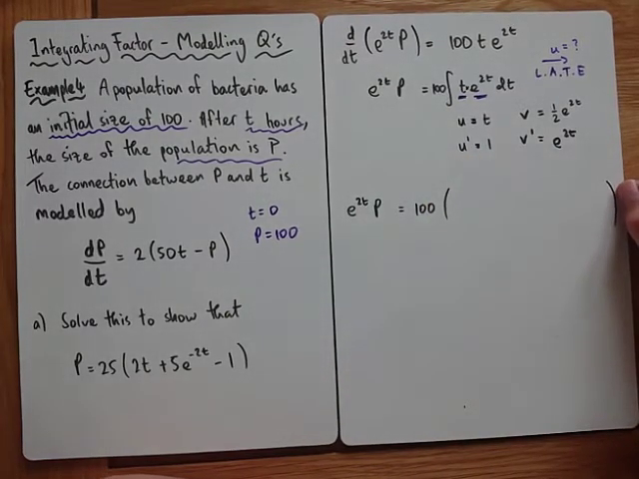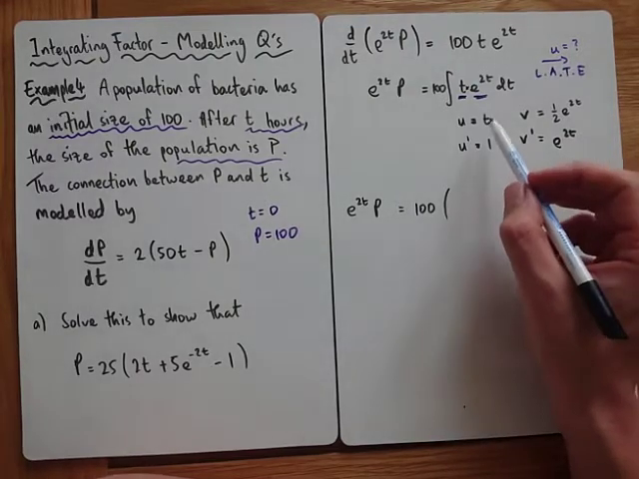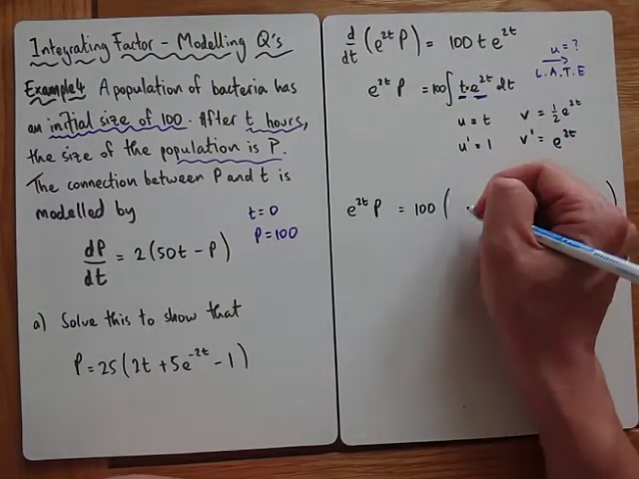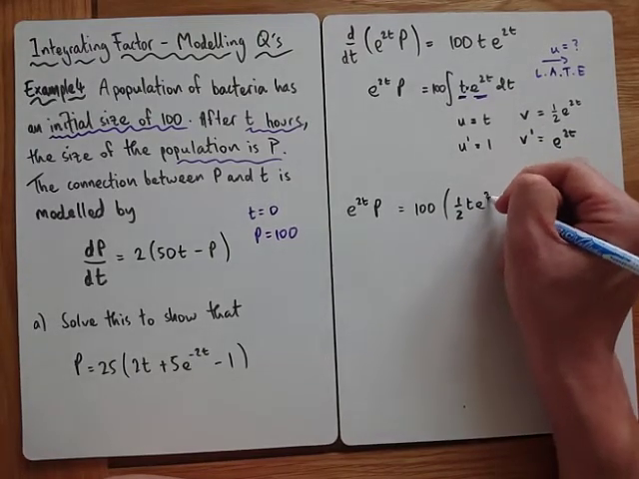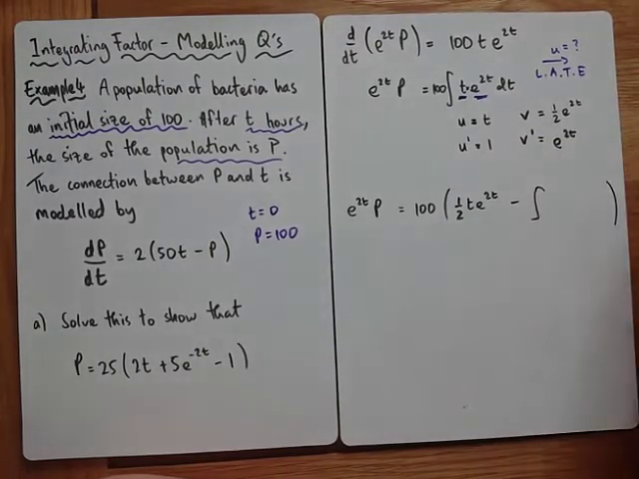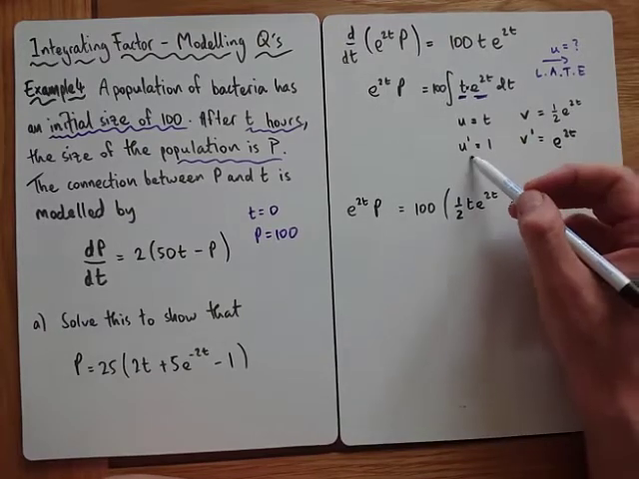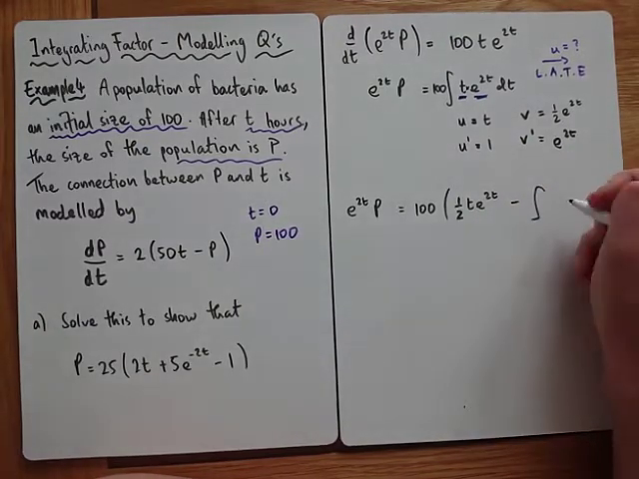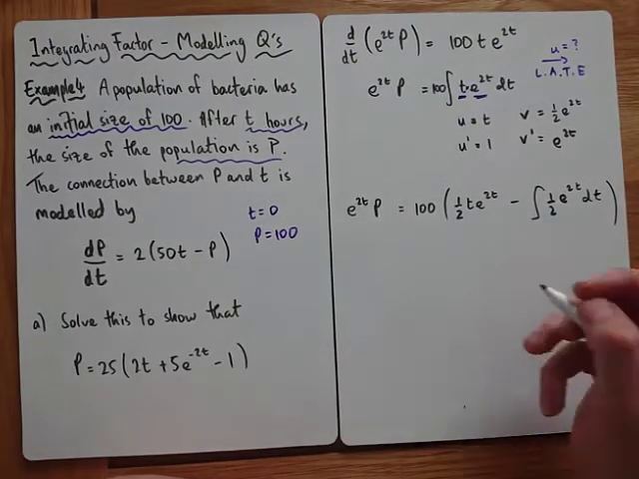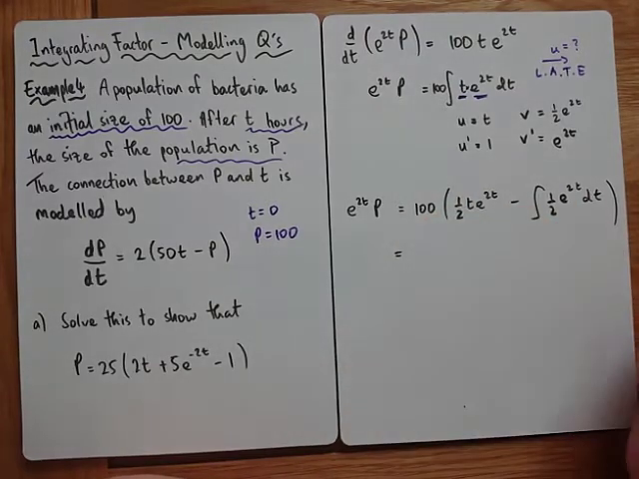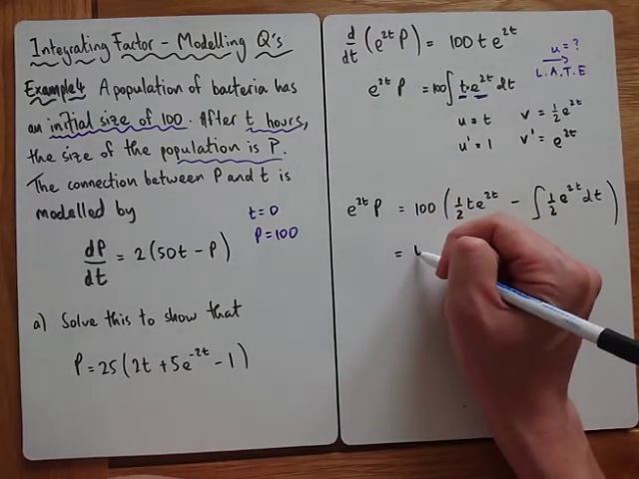You get the parts formula in the booklet, if you can't remember it, but it's u times by v, so that would be 1/2 t e to the 2t, minus, inside the integral are the two new things that we just found, so it's v times by du, and that would be 1/2 e to the 2t dt.